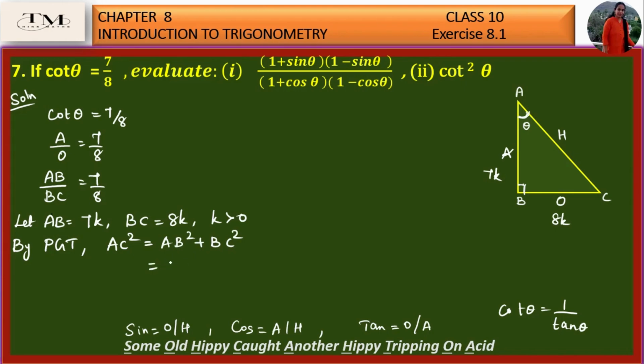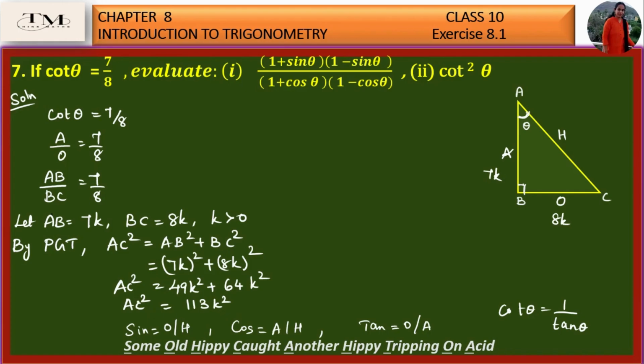What is AB square? It is 7K whole square. BC is 8K whole square. So 7 square is 49 K square, 8 square is 64 K square. So we got AC square equal to 49K square plus 64K square. 49 plus 64 is 113K square. So we have AC square equal to 113 K square.